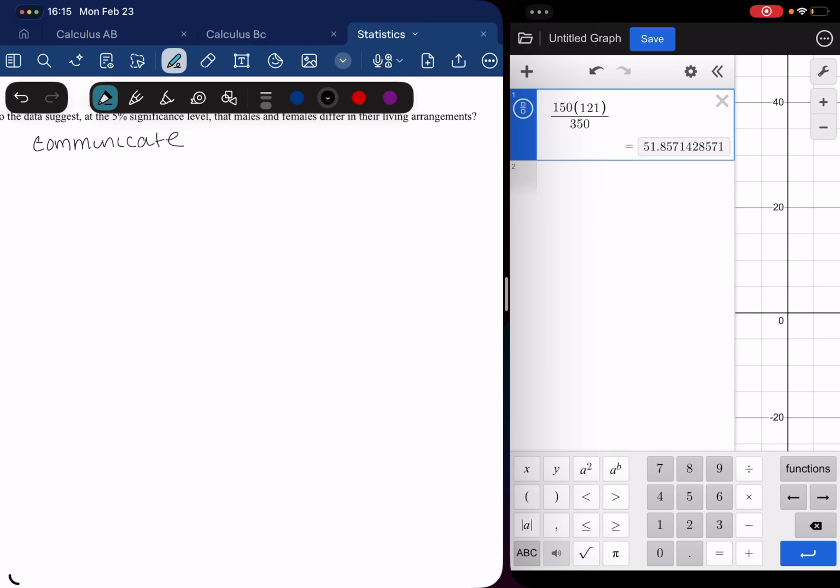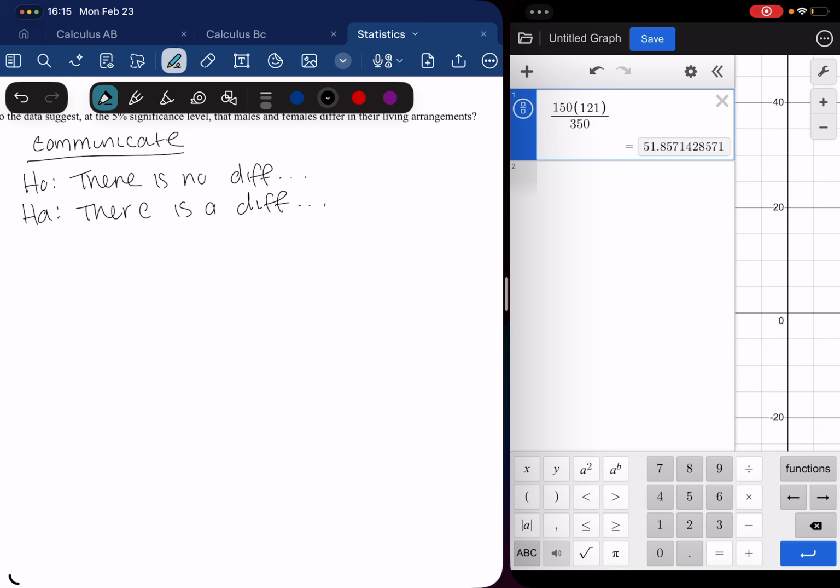Okay, so communicate, we're still putting our hypotheses. So the null hypothesis is that there is no difference. And since we already wrote this in the notes, I'm just going to go... Please don't do that on the test. And then the alternative is that there is a difference.